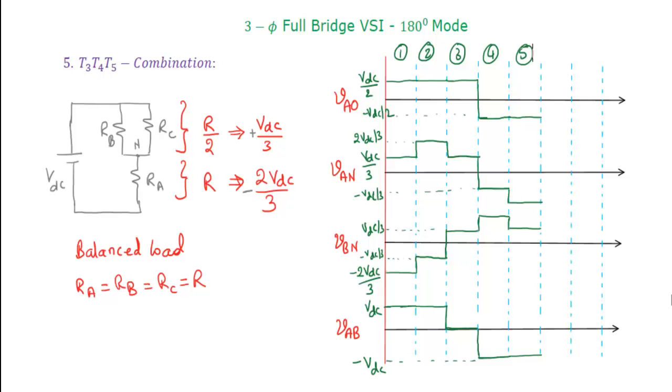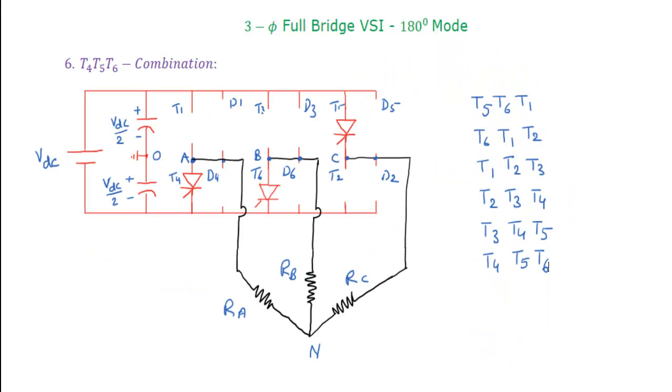And next and last combination to complete one output cycle is the sixth combination. What is the sixth combination here? The sixth combination is nothing but we are having T4, T5, T6. So T4 is common from the previous one. T5 is continuing the conduction from the previous combination. Now the commutation is happening on the second leg between T3 and T6. So that means T4 will be continuing the conduction from the previous combination. T5 will be in conduction from the previous combination.